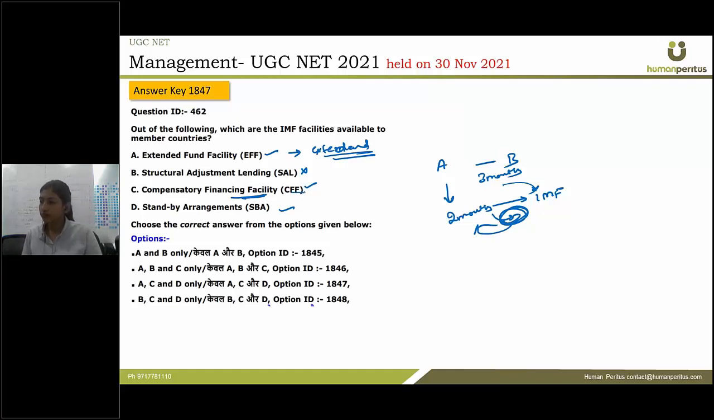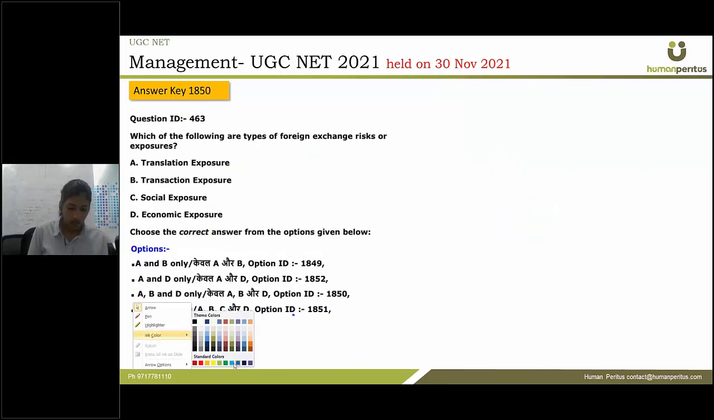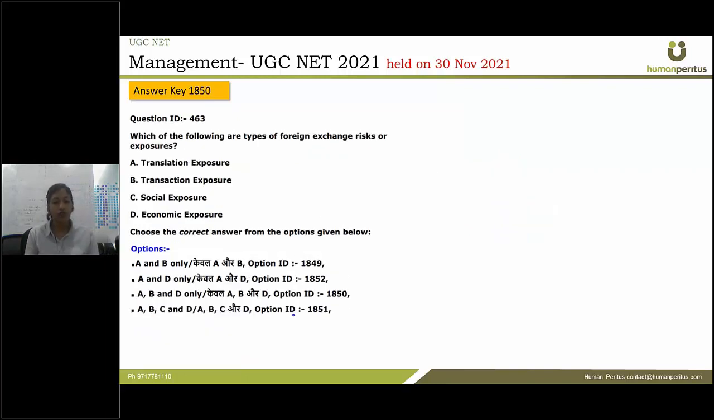Standby arrangement is when the country is facing a balance of payment deficit. In that case, the country can go for the standby arrangement facility of the IMF. So the correct answer is A, C and D. Next is, which one of the following are types of foreign exchange risk or exposures? We know that there are only 3 types of foreign exchange exposure: translation, transaction, and economic. Social exposure is not a type of foreign exchange exposure or risk.